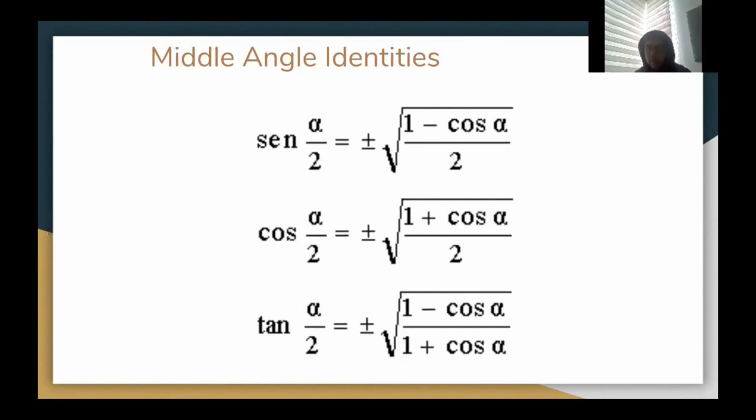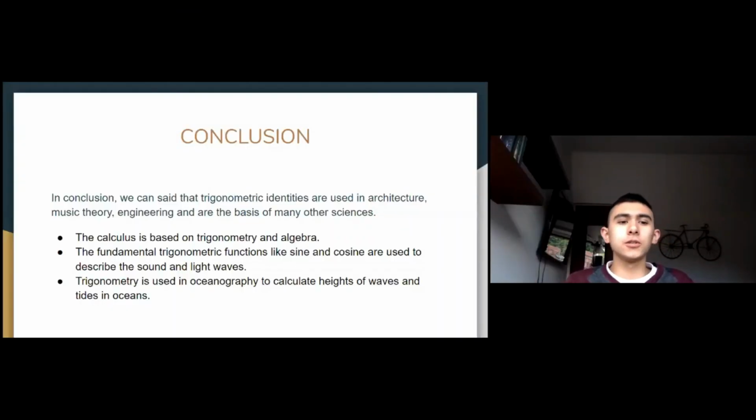In conclusion, we can say that trigonometry, specifically trigonometric identities, are used in various fields such as architecture, engineering, and also music theory. And we can also say that they are the basis of many other sciences. Also, calculus is based on trigonometry and algebra.